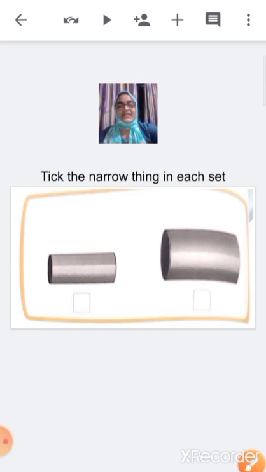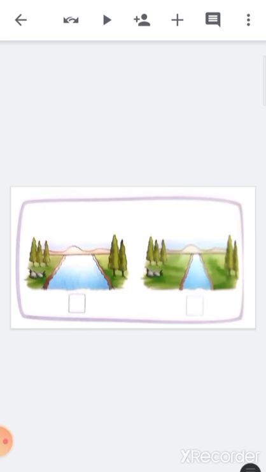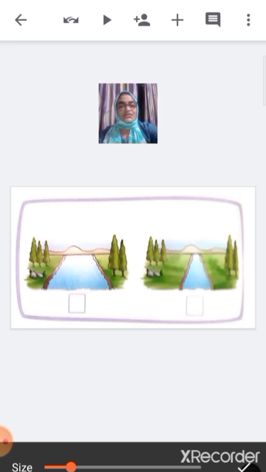Now, the next one. Here you can see two rivers. Now, identify and tell me which river is narrow, which is limited in size. This one? No. This one? Yes. This one is narrow. So, we are going to put a tick mark. Okay.